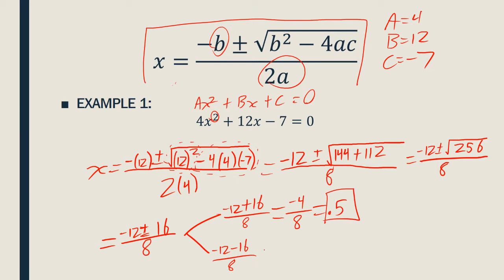So next on the bottom here, I have negative 12 minus 16. I enter that. Negative 12 minus 16 is negative 28. And then divide that by 8. I get, and I'm doing all this in my calculator, negative 3.5. So my solutions there are 0.5 and negative 3.5. Those are my 2 zeros, or my 2 solutions, 0.5 or negative 3.5. And that's it. I'm done. You can check that off the bucket list right there. Those are my 2 solutions.